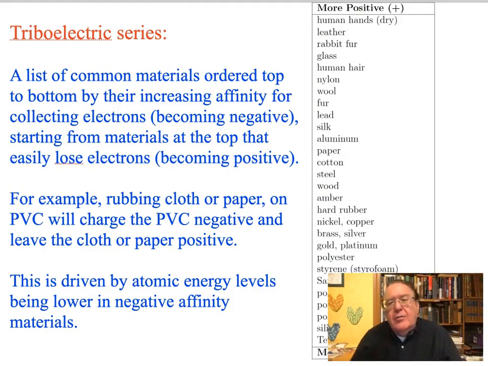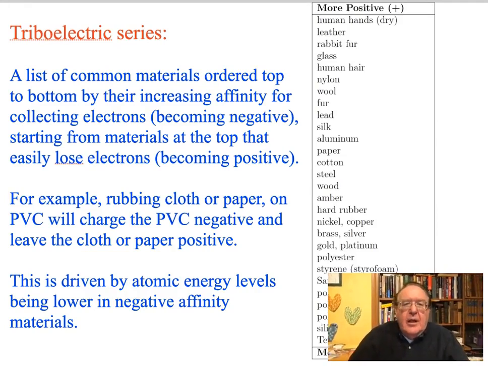Now, how do you get static charge? Well, on the right-hand side here is a so-called triboelectric series. There are a lot of things listed here, common things. Your hands, leather, maybe rabbit fur, glass, human hair. All the way down in the middle there's wood, and you keep going down and there's styrene, saran wrap, and near the bottom there's PVC, polypropylene, vinyl, also silicon and Teflon. At the top it's labeled as positive, at the bottom it's labeled as being more negative.